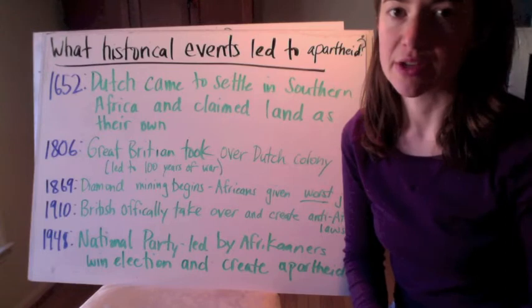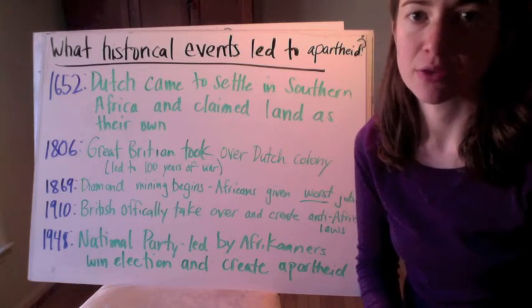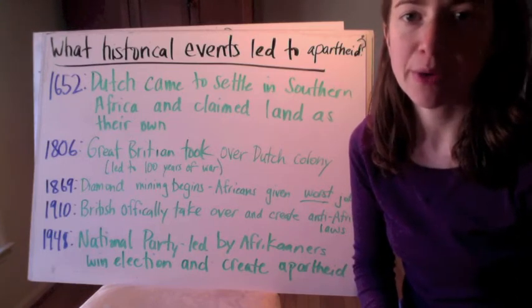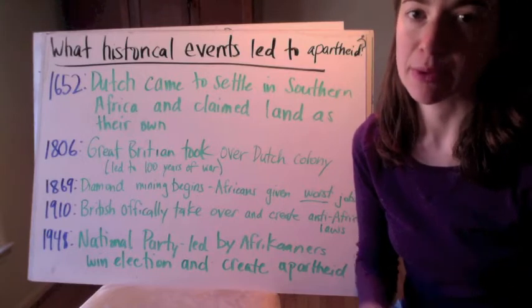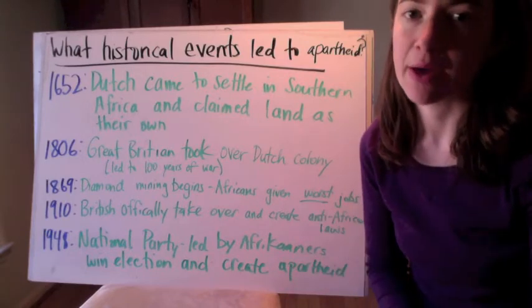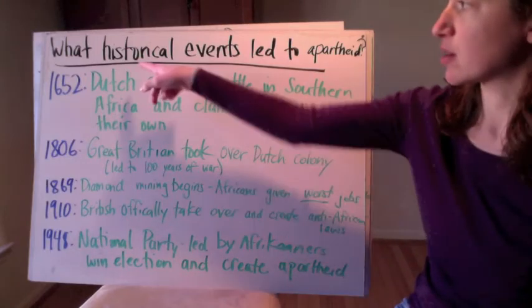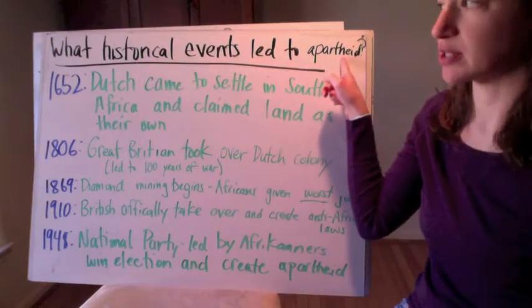This week's lesson is on apartheid. So first we're going to talk about what happened in South Africa to allow apartheid to happen, and then we're going to talk about what it was and how it ended. So the first one we're going to talk about are what historical events led to apartheid.